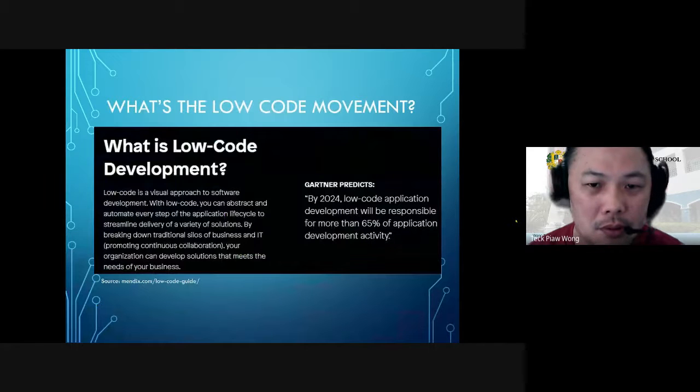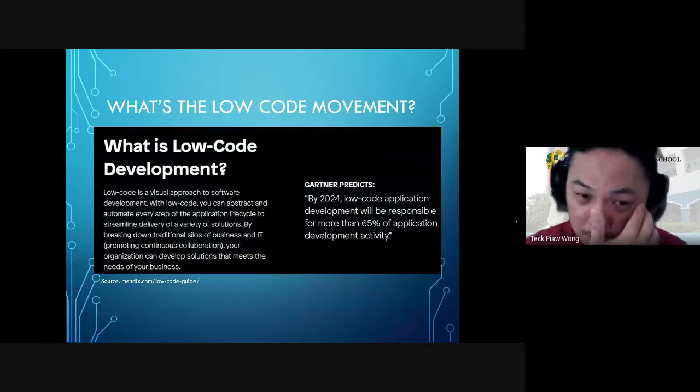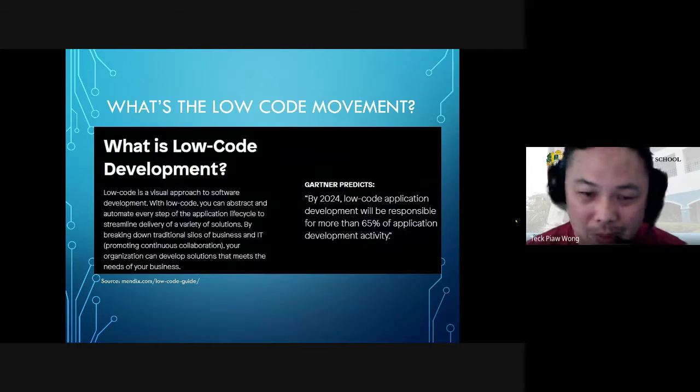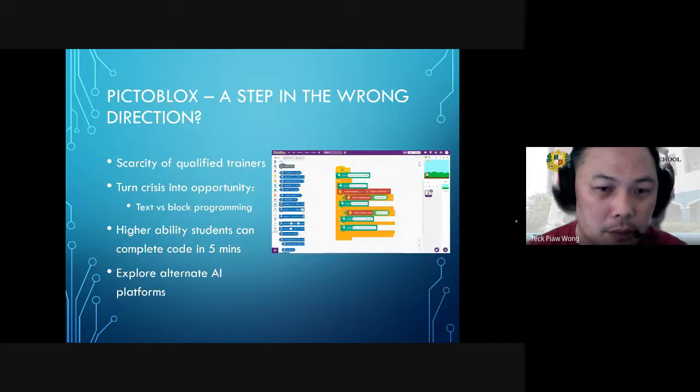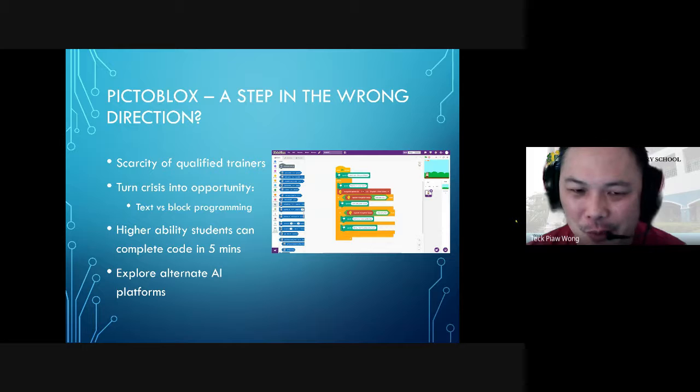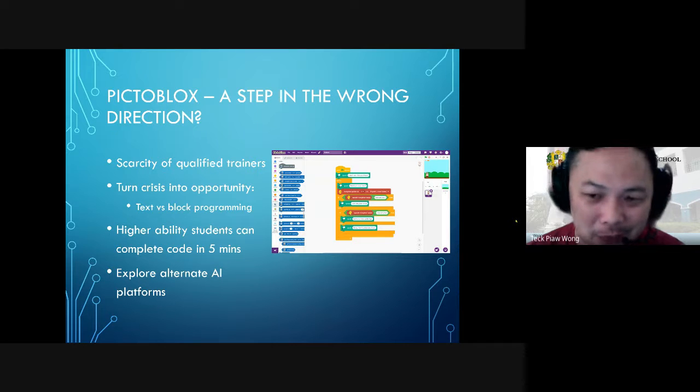Yeah. So why low code? Basically, with low code, we can actually abstract away a lot of the complexities of AI and machine learning. And why PictoBlocks? Basically, I didn't get my preferred trainer, so we had to use PictoBlocks. But I think in this crisis, we want to turn it into an opportunity by re-examining how engaging block-based programming is for secondary school students.